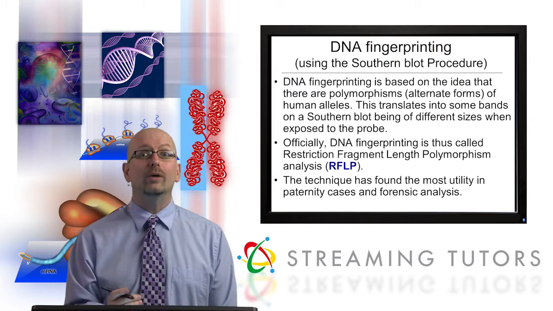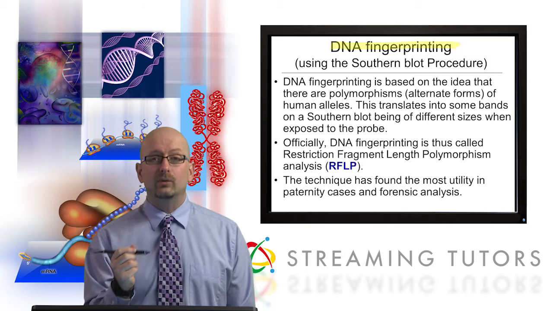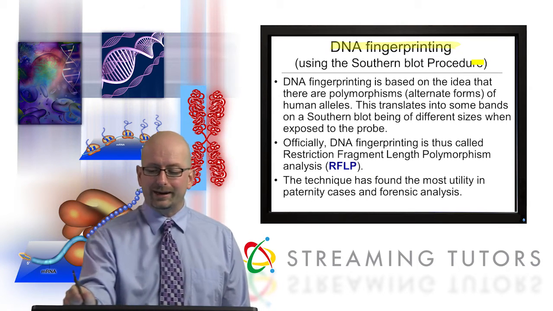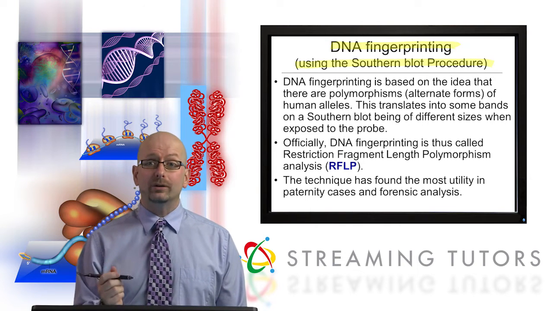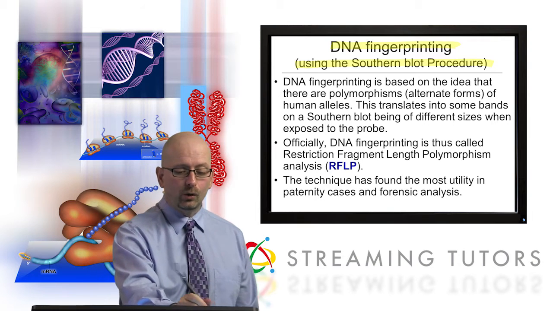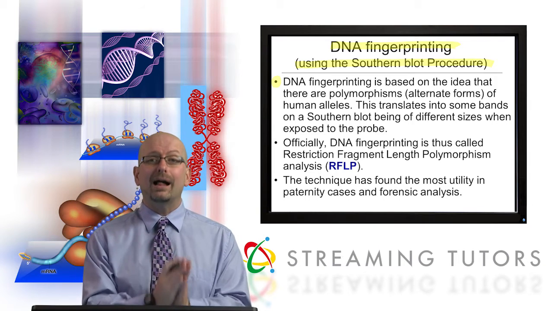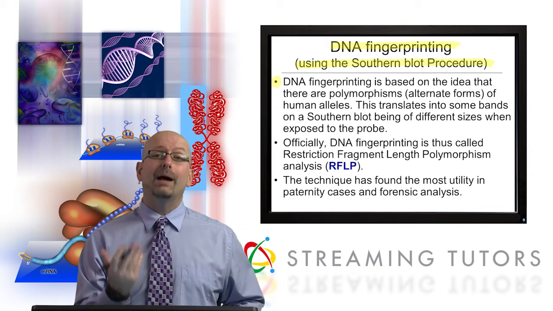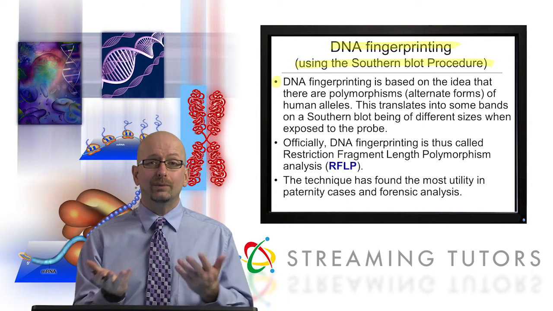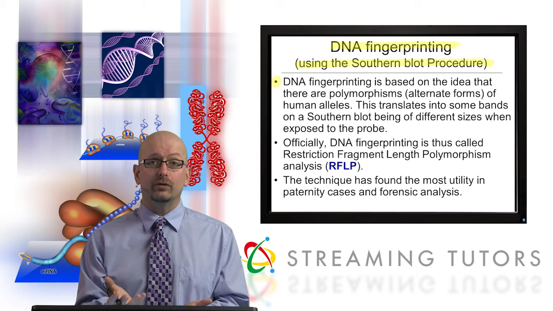All right, so that's one very important part of it. Let's move on to DNA fingerprinting. Now, DNA fingerprinting is a technique, but what it really is, is a modification, or I should say an application, of the Southern blotting procedure that we went over. The whole idea of DNA fingerprinting is based on the fact that there are polymorphisms in human beings. Polymorphism is just a fancy word for an alternate shape or alternate form. It just means there are different alleles at different parts of the human genome.